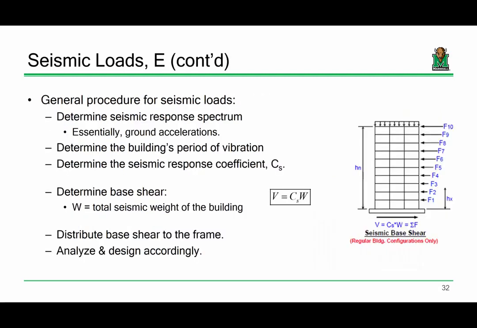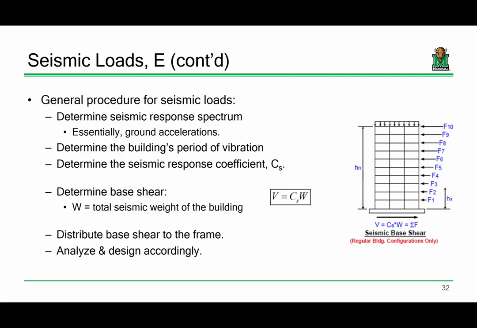So the general process for determining seismic loads on a building is, first, you have to determine your response spectrum, which is basically your ground characteristics at the location. So that's going to change. We're going to have a different response spectrum here in Huntington than you would in, say, Los Angeles. We actually looked up a response spectrum last time. I'm not going to do it again, but I'll show you some basic spectrums in a second. Then you have to determine the building's period of vibration. I'll recap that in a second. And then determine the response coefficient.